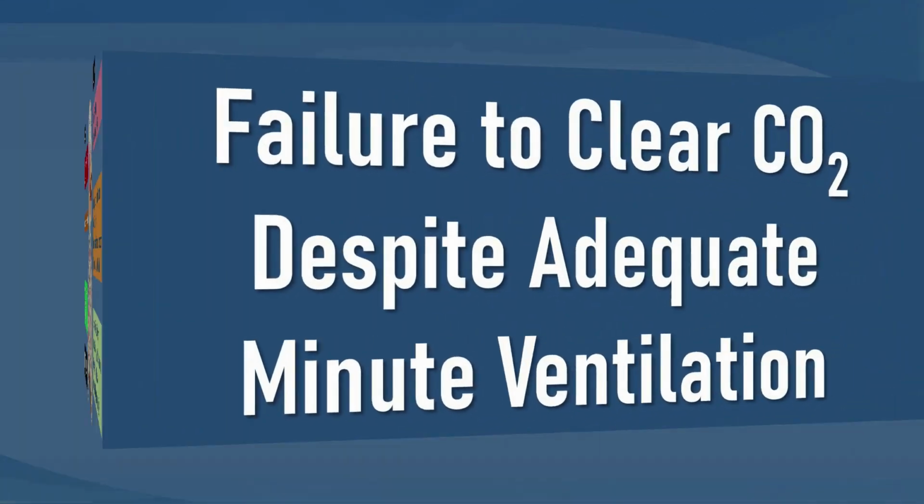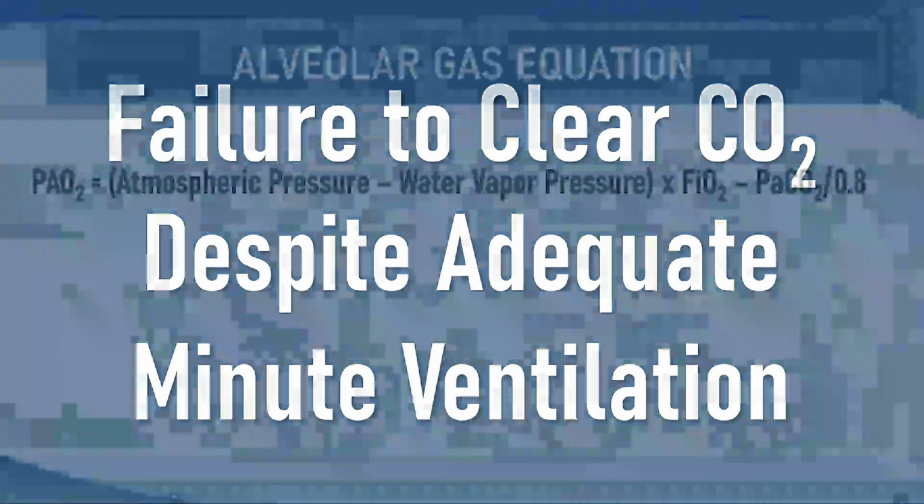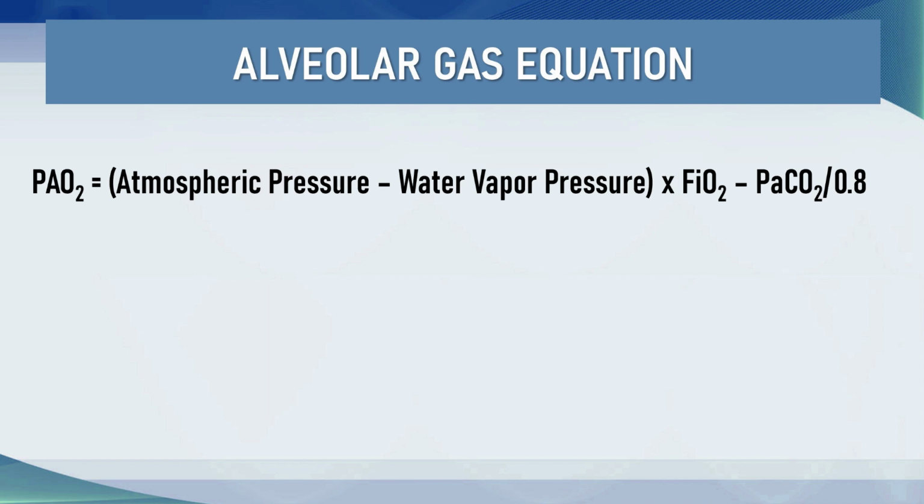Why would one fail to clear carbon dioxide despite adequate minute ventilation? So the patient may have plenty of gas going in, but for some reason they're not clearing CO2. And it's important at this stage to visit the alveolar gas equation. This is the most important equation in respiratory physiology, and it essentially determines the content of alveolar gas.